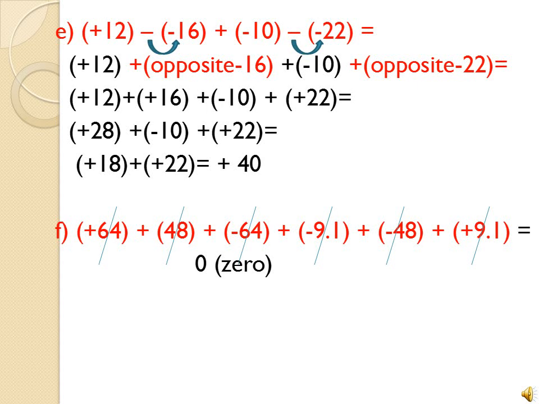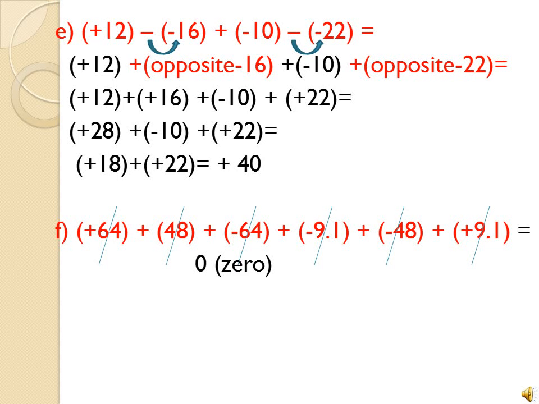28 with 10, they have different signs so I must subtract them, which becomes plus 18. Why plus? Because 28 is bigger than 10. Plus 22 here, both have the same sign so I must add them, which would become 40.